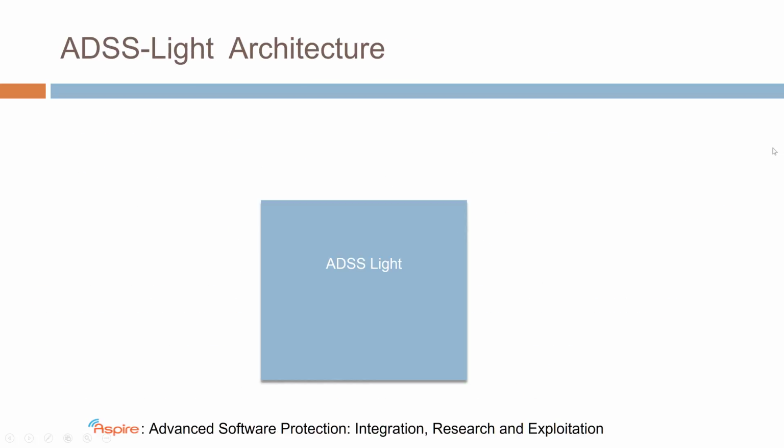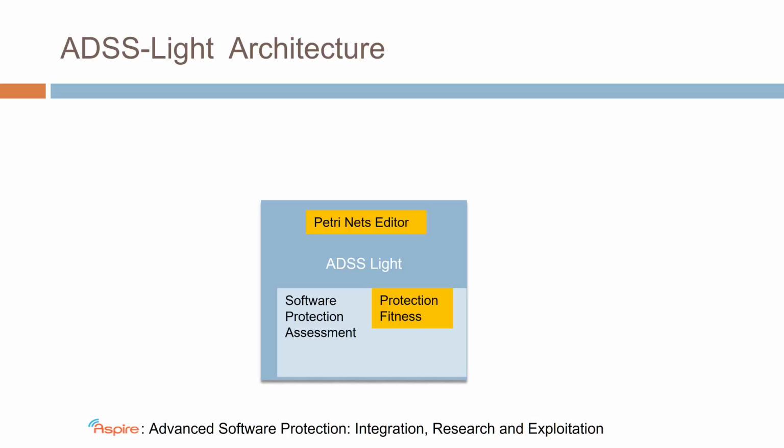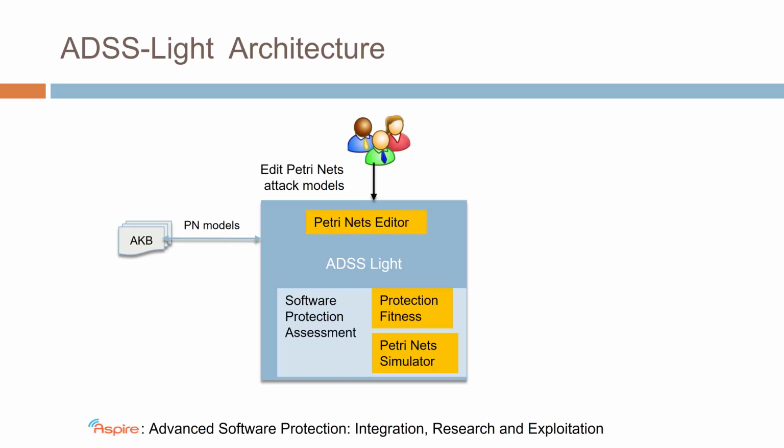The ADSS Lite architecture contains two main components, the Petri net editor and the software protection assessment component. This one contains the protection fitness function and the Petri net simulator. The users of the ADSS Lite can start editing the Petri nets and store them in the Aspire knowledge base. The Aspire knowledge base is part of the Aspire Decision Support System, the ADSS Full.